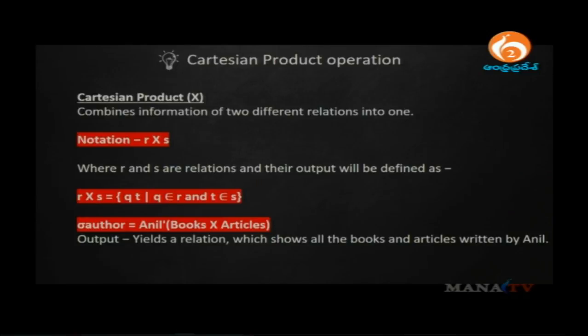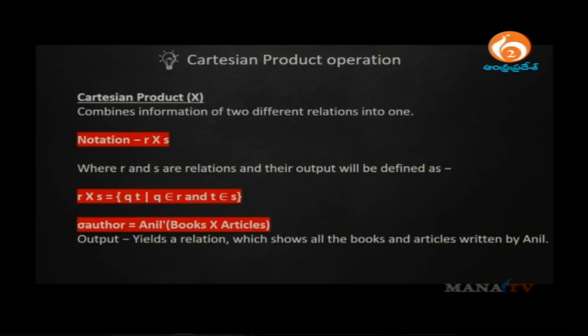So you have this, which combines the information of two tables, with a pretty simple notation displayed here, followed by the output, which shows the books and articles written by the person named Anil. Alright, is it clear guys?